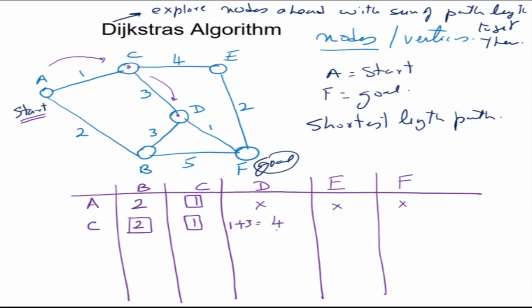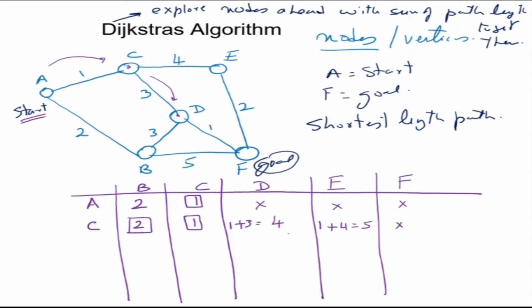Now what about C to E? I'm going from C to E. A to C is 1, and then from C to E is 4, so that's 5. That's the path length. Now from C you cannot go to F, so you cannot go there.